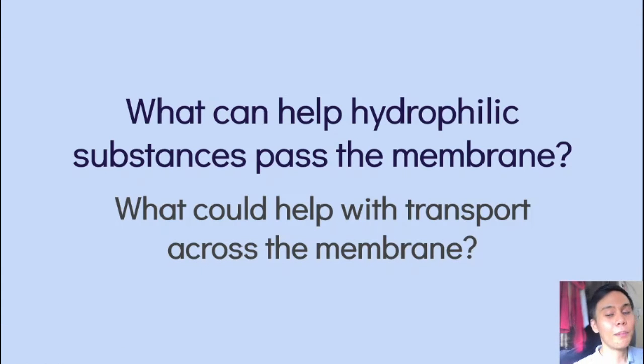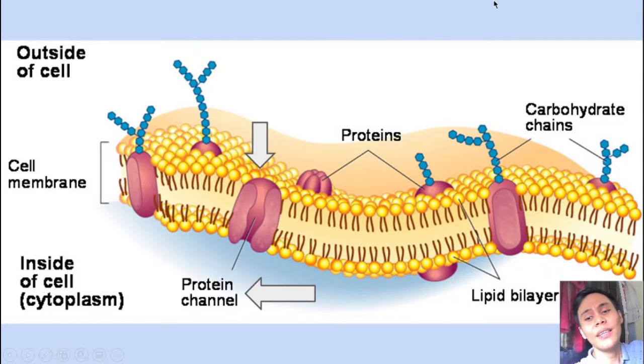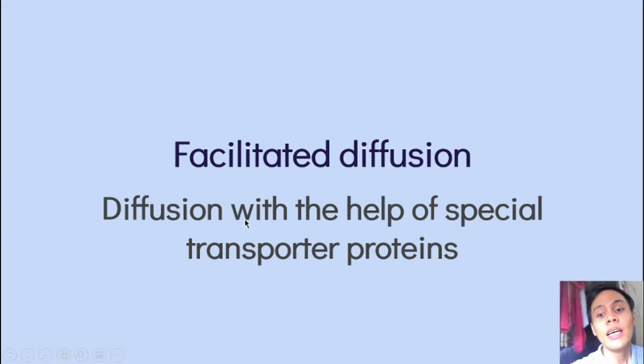So what can help hydrophilic substances pass through the membrane? If they can't pass through the plasma membrane through the phospholipids, where can they pass through? The answer is in these cute little proteins over here. These protein channels, okay? We have many types of protein channels, and this is called facilitated diffusion. It's diffusion with help of special proteins.